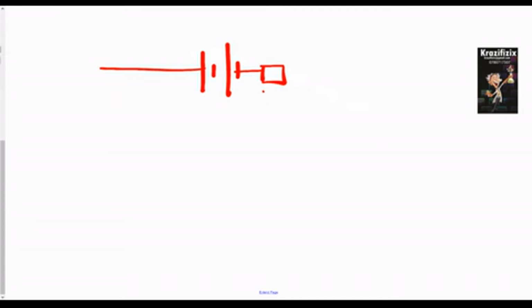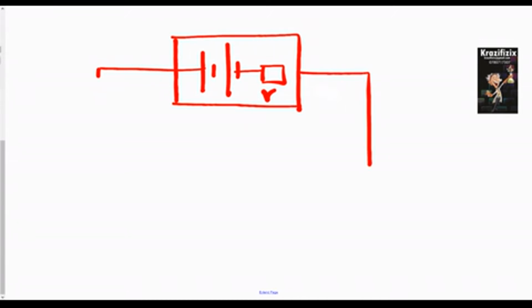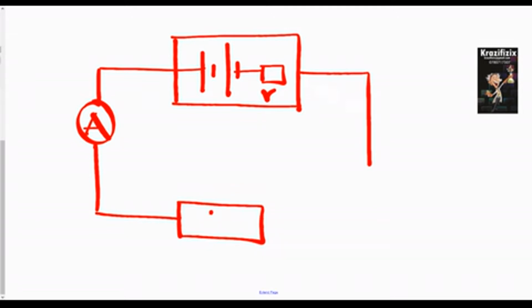Now, your internal resistance is always in your battery. Remember what this is. We have an ammeter. We have an external resistance. No matter how many resistors, we're just going to represent that with a single R there. Remember, animated diagram, current flows from the positive straight up back to the negative.